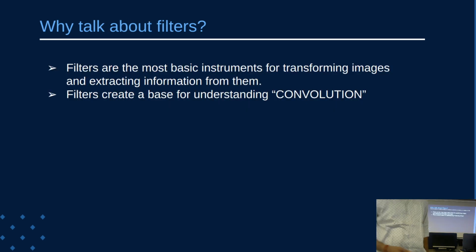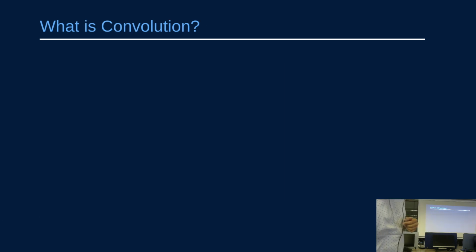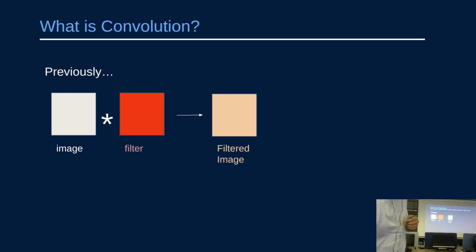Now you might be thinking that I started by talking about detecting edges, so why are we talking about filters here? It turns out that filters are the most basic instruments of image processing. Whenever you want to deal with images, you have your raw image, and you want to do any kind of processing on top of it, you will have to use a filter. Filters also create the basis of a very fundamental operation called convolution, and we'll talk about what convolution is. Okay, so let's start by talking about convolution.